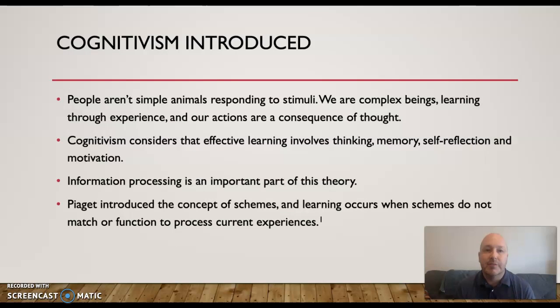So this is when cognitivism was introduced. People aren't simple animals responding to stimuli. We're complex beings learning through experience, and our actions are a consequence of thought. Cognitivism considers that learning involves thinking, memory, and self-reflection. And information is processed, and this is an important part of this theory. Piaget, who is famous for all of our childhood development thoughts, also introduced the concept of schemes, and that learning occurs when schemes do not match or function to process the current environment or experiences that we're going through.